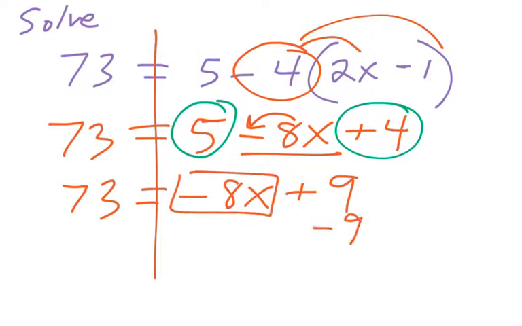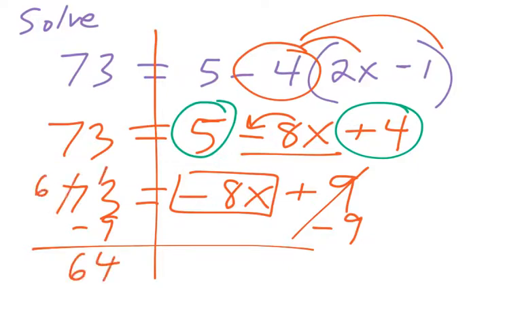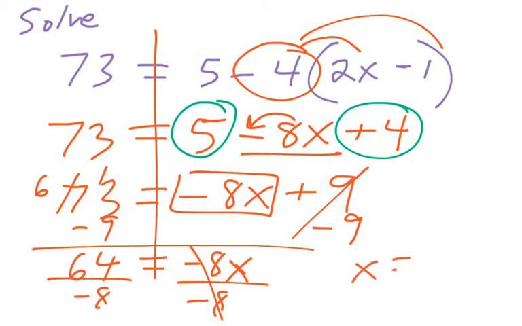So we subtract 9 from both sides to isolate the term with the variable. 73 minus 9 is 64, right? You don't have to borrow to do that one. Bring down the negative 8x. Last step, divide by negative 8. x equals negative 8. Awesome.